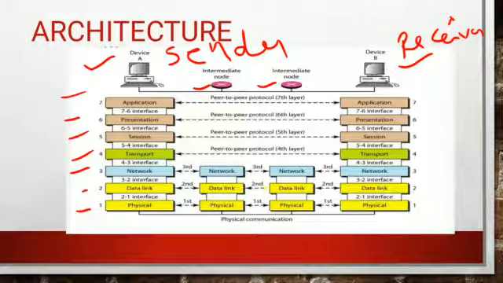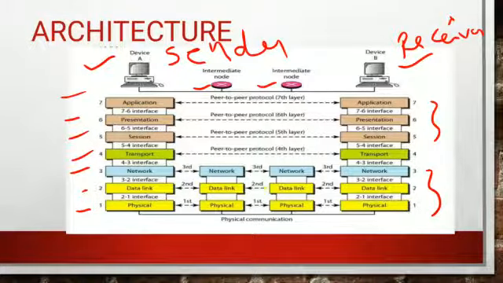If we have 7 layers here, these 7 layers are divided into 2: one is the hardware part, another one is the software part. So the top 3 layers: what are the top 3 layers? Application, presentation and session. These 3 are related to the software of the system, and the network, data link and physical layers are the bottom 3 layers and are related to the hardware part.